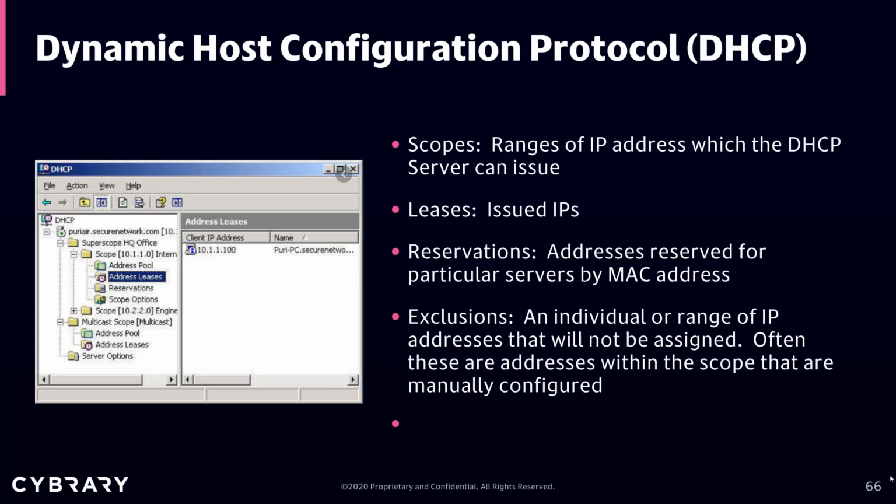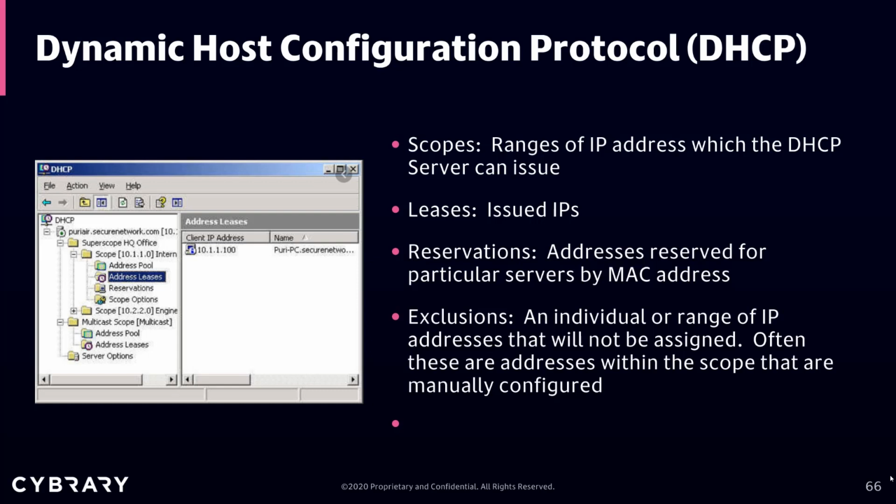You can see on the screen a shot from Windows, where we've got the DHCP utility. One of the most important things we have to think about doing is setting up a scope. A scope is a range of IP addresses the DHCP server can issue. So, I might have a scope between 10.11.100 and 10.11.200, for instance, and then DHCP would be able to issue IP addresses anywhere in that range.